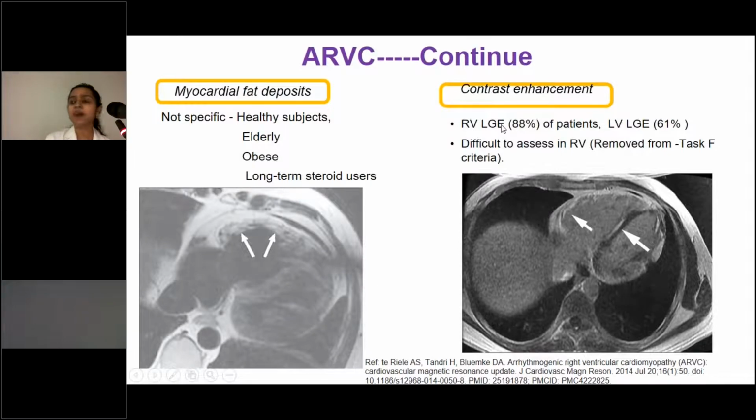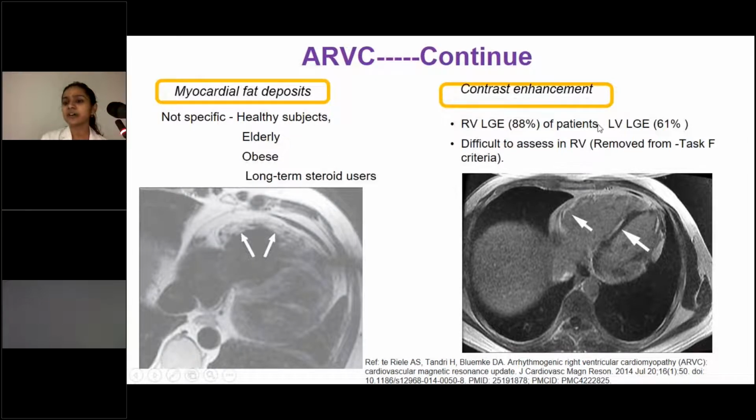Now, there are two other features that are often seen in these patients but have not been included in the task force criteria. For example, this is a T1 sequence, and we can see that the fat on this sequence, this is the subcutaneous fat, appears bright. Similarly, these bright areas within the myocardium represent fat infiltration. Earlier, this was considered to be a very specific sign for diagnosis of ARVC. However, it has been found to be very non-specific and can be seen in a number of healthy subjects as well as in elderly patients.